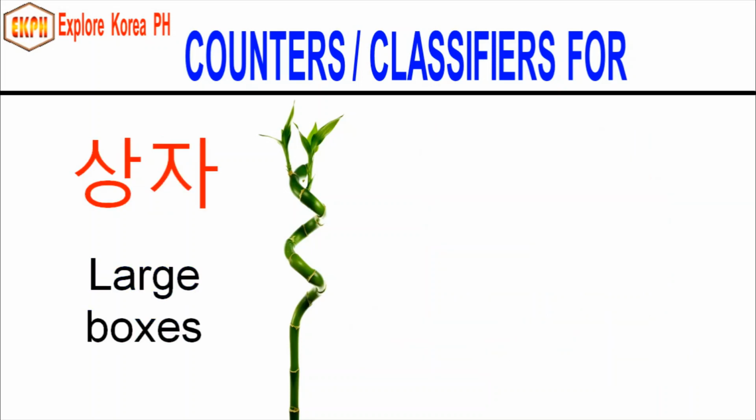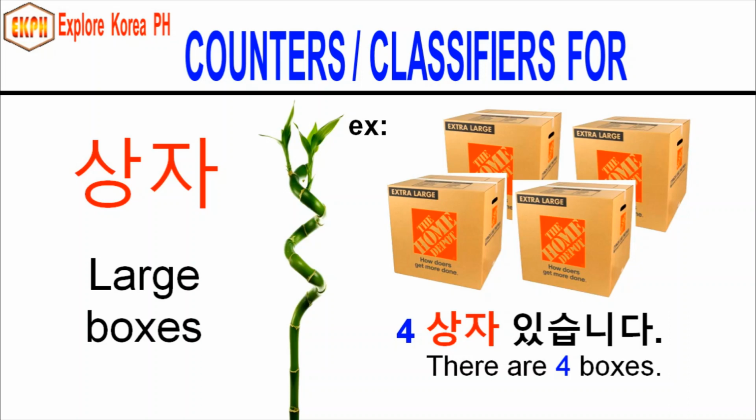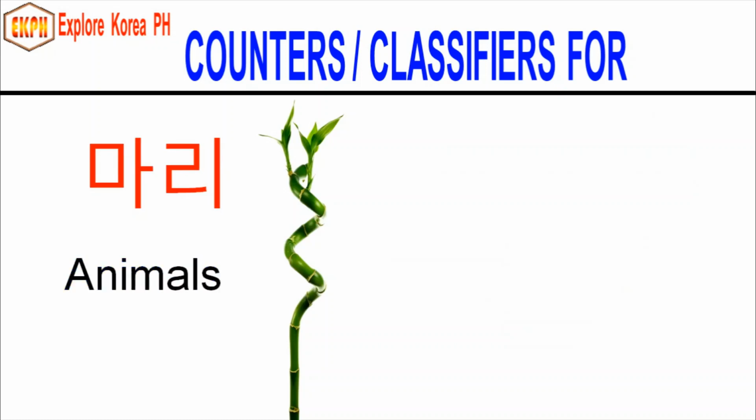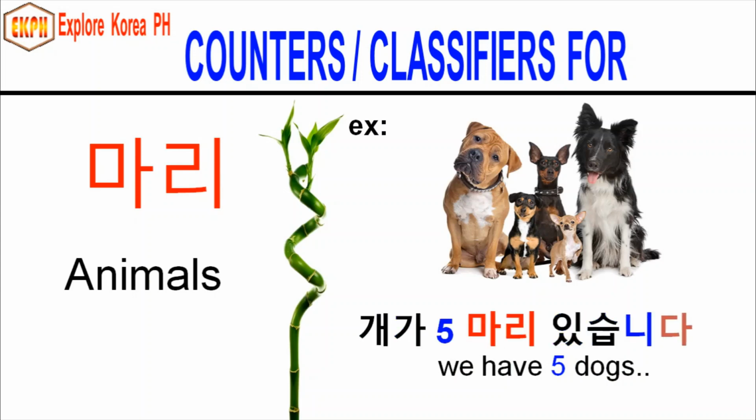상자, ito na for the large boxes. Beyond small is large. There are 4 boxes. Kaya 네 상자 있습니다. Pag tumukoy ka na ng sangja, ibig sabihin ang box nun ay malaki na. You don't need to use the word big or large. Consider na yan, malaking box yan. Okay, mari for animals. We have 5 dogs. Okay, so ang we is optional, yung mga I, ganyan. Okay, yung mga she, optional. Pwede ka nang dumiretso sa sentence mo. 개가 5마리였습니다.